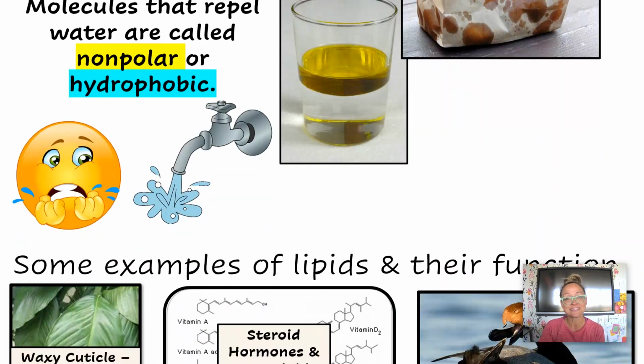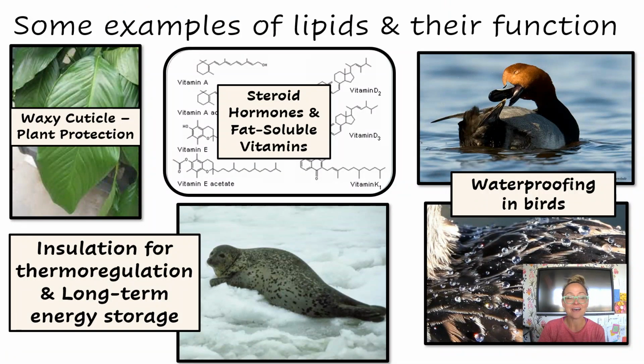Now, if we look at some examples of lipids in life, we have that waxy cuticle on the surface of plants that helps prevent water loss. We have oil when we talk about waterproofing in animals. So ducks, for example, have an oil gland and they spread oil all over their feathers that helps keep them waterproof. When they're diving underwater, the water just repels off of their feathers.